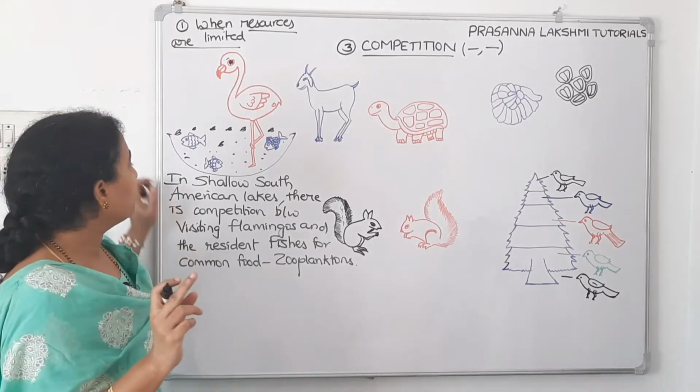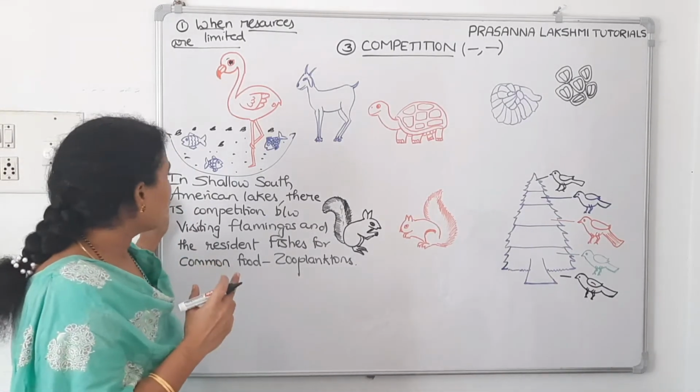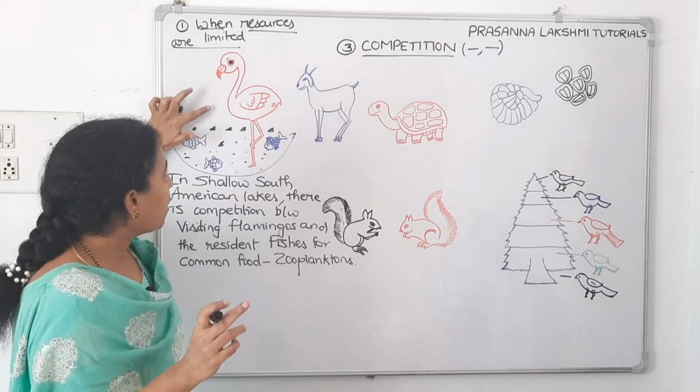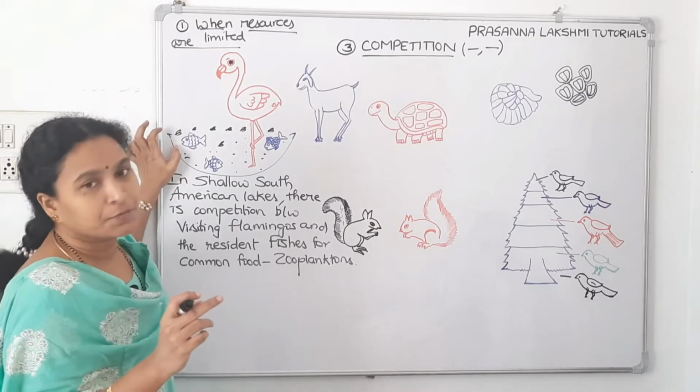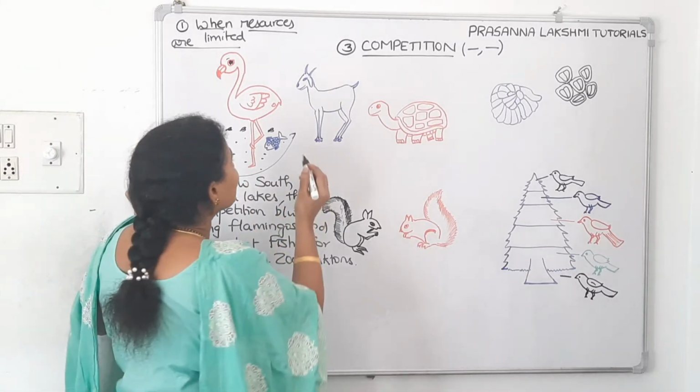So, we took the example to explain what we mean by limited resources. We took shallow South American lakes. There we noticed that there's a competition between flamingos and the fishes for the zooplanktons. Now, this is the second example we are seeing here.